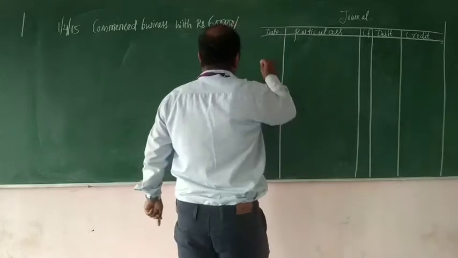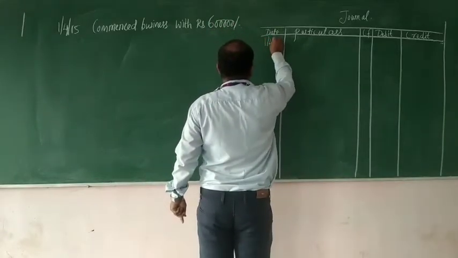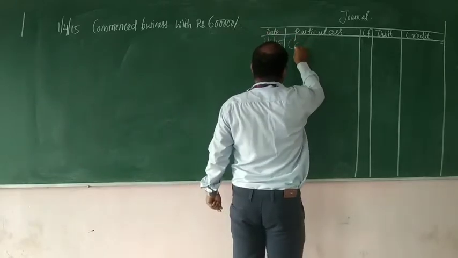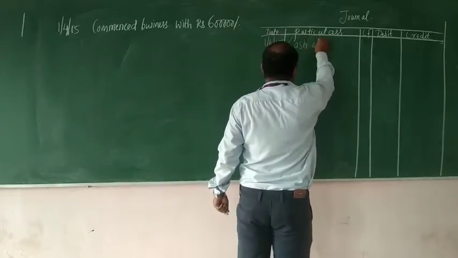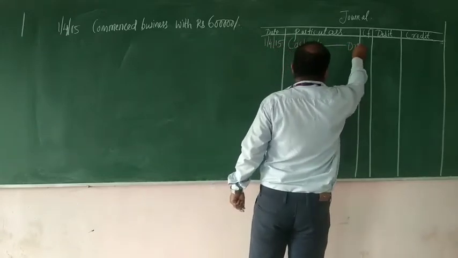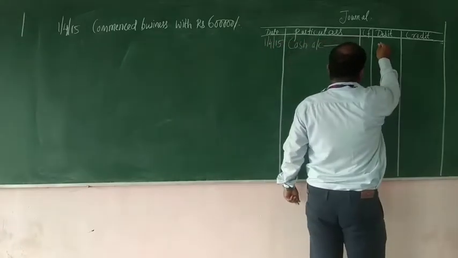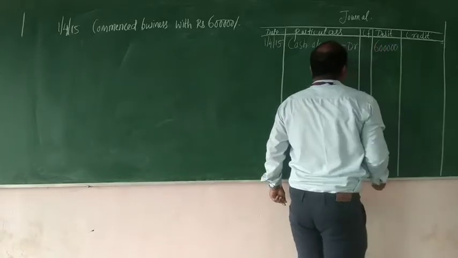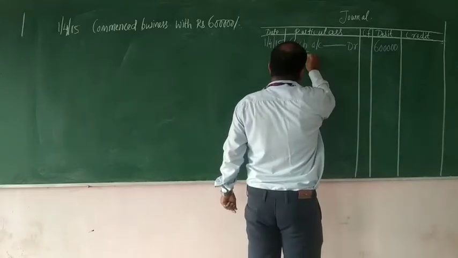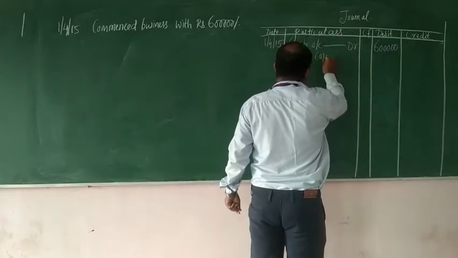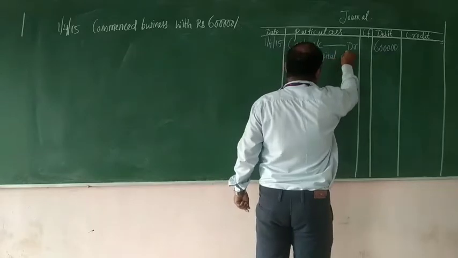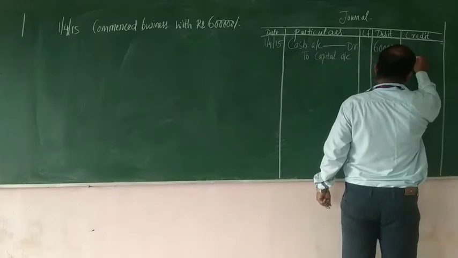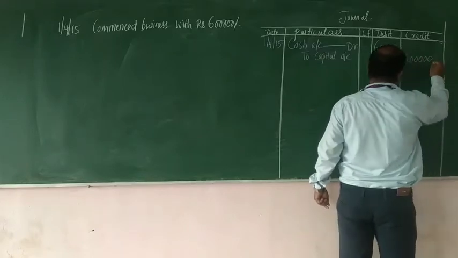So here, 1/4/2015, cash account is debited, by how much? 6 lakh. To capital account. So this is the format in which we will write the journal entries after deciding the debit and credit.